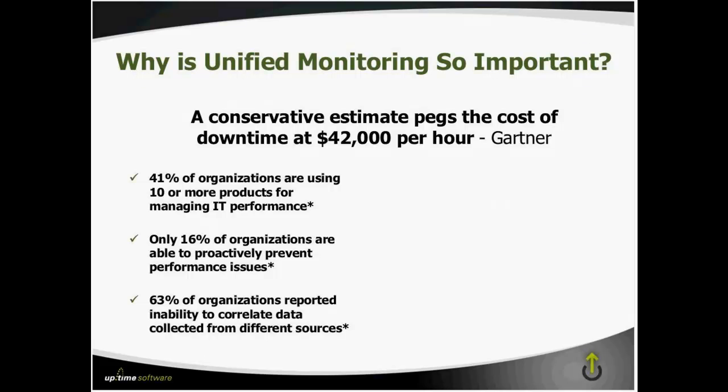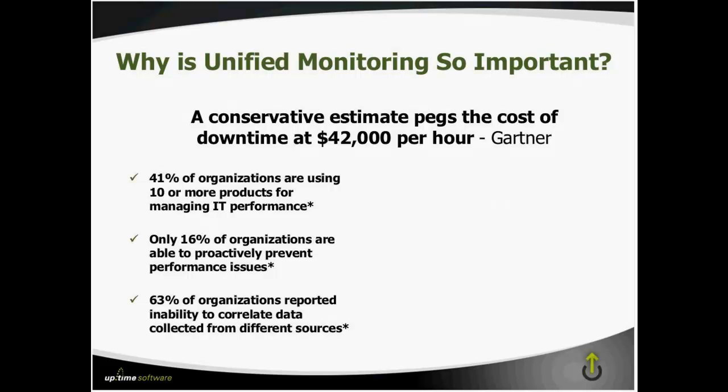Also, only 16% of organizations are able to proactively prevent performance issues in their environment. These are organizations that are able to anticipate warning signs in their environment, to get one step ahead of an outage so that they can actually recover and respond to performance issues before it impacts the end user. Only 16% of organizations are able to get to that proactive level. The rest of them are stuck in a firefighting mode, where they have to monitor, wait for an incident to happen, and then try to recover from it as quickly as possible instead of just avoiding that altogether.